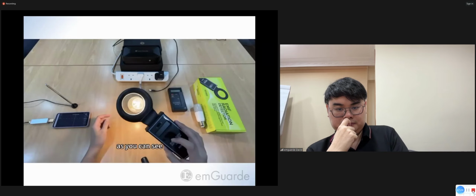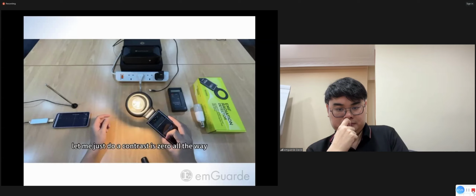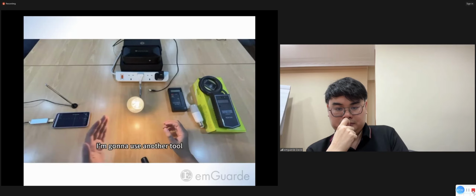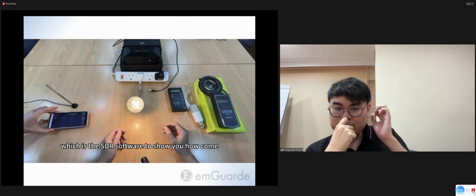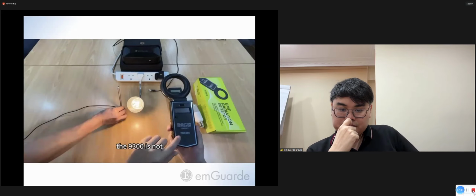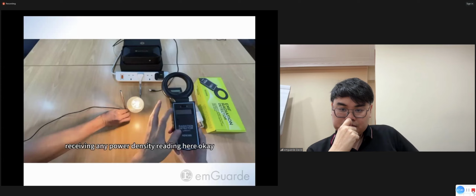Let me just do a contrast. It's 0 all the way down, okay? All right, now I'm going to use another tool, which is the SDL software, to show you how come the 9300 is not receiving any power density reading here, okay?